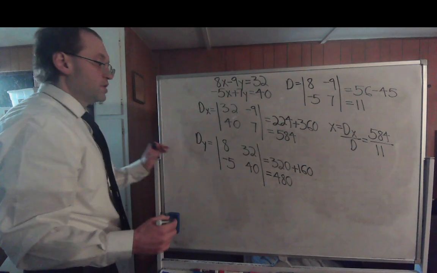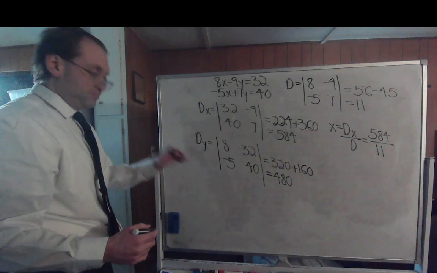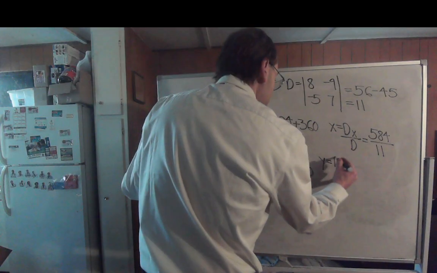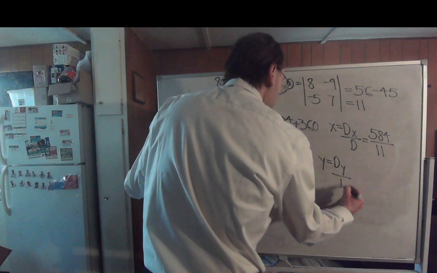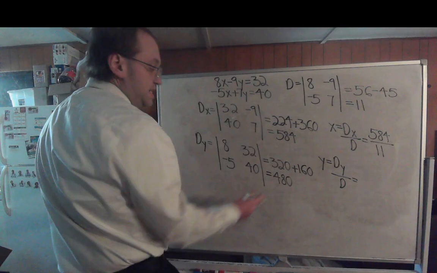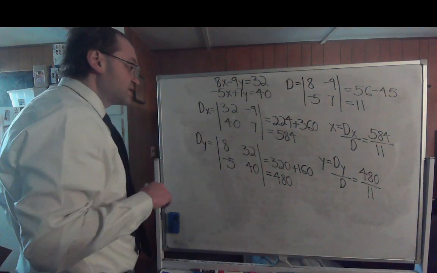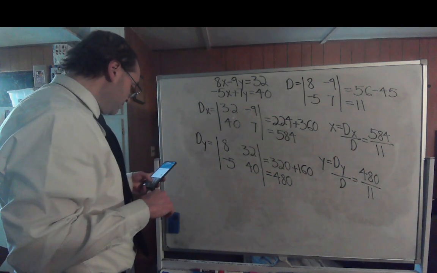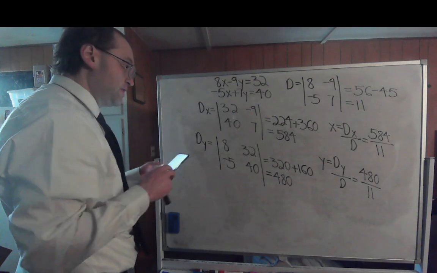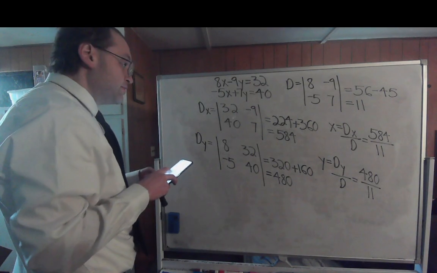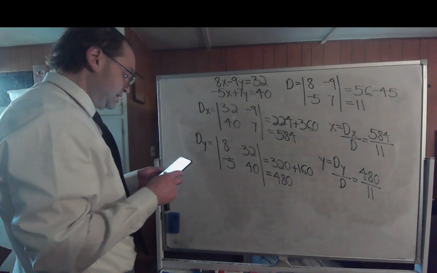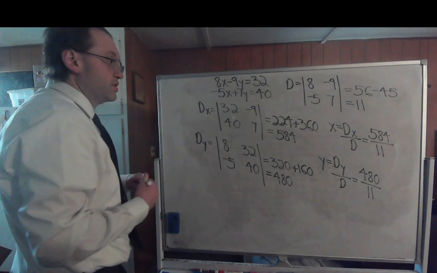Alright, so we have 480 for d sub y. Now we can just find y by taking that d sub y and dividing it by our d. d sub y was 480, and d is 11. I don't think it reduces further, but I have been wrong before, so let's just verify that for sure. 480 divided by 11, it does not reduce any further.